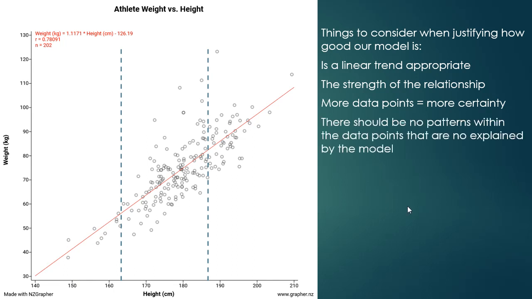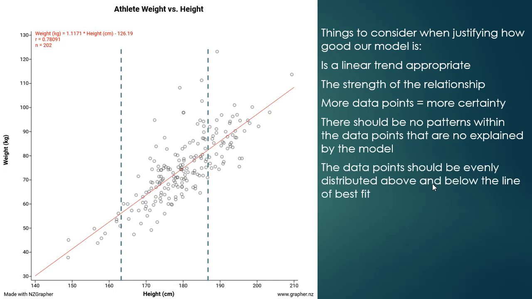There should be no patterns within the data points that are not explained by the model. So in this plot, there are no particular patterns, but in another example later on there's going to be definite patterns, and we can see why they make the model inadequate. The data points should be evenly distributed above and below the line of best fit. So what that's saying is the line of best fit should go through the middle of the data points, and there should be an even amount of data points above and below the line of best fit, and therefore the line of best fit won't have any bias in its prediction.